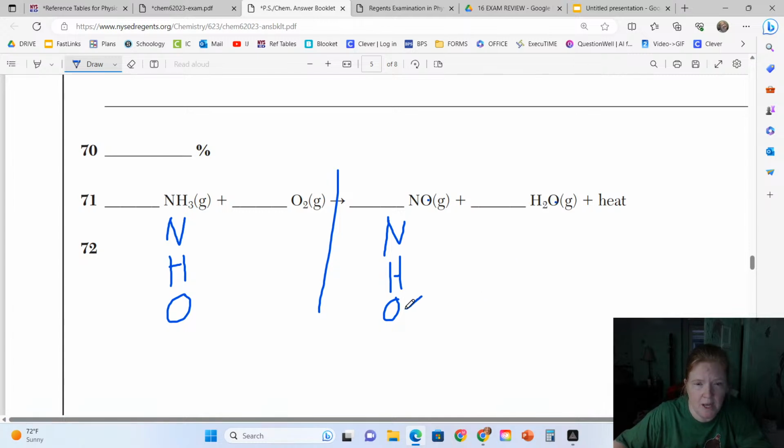So I'm going to divide it like this. So now I'm just going to count. I have 1 nitrogen, 3 hydrogens. I'm looking at subscripts. That's it. 2 oxygens. I have 1 nitrogen, 2 hydrogen, and then I have 1 oxygen right here and 1 oxygen right here. So that gives me a total of 2 oxygens.